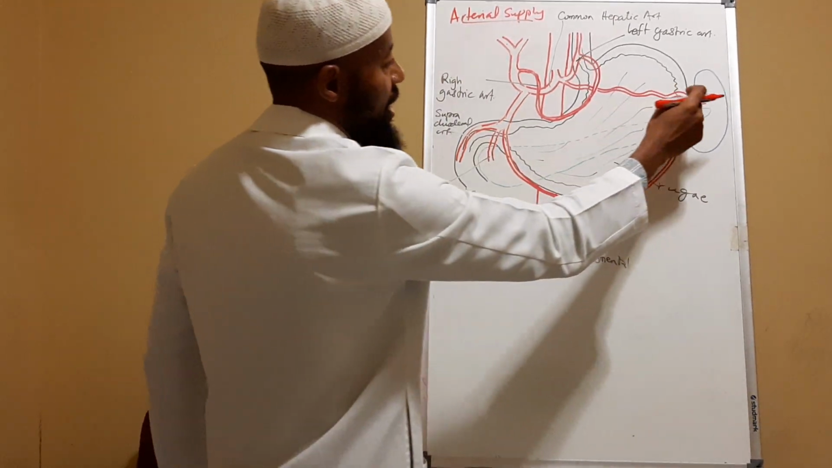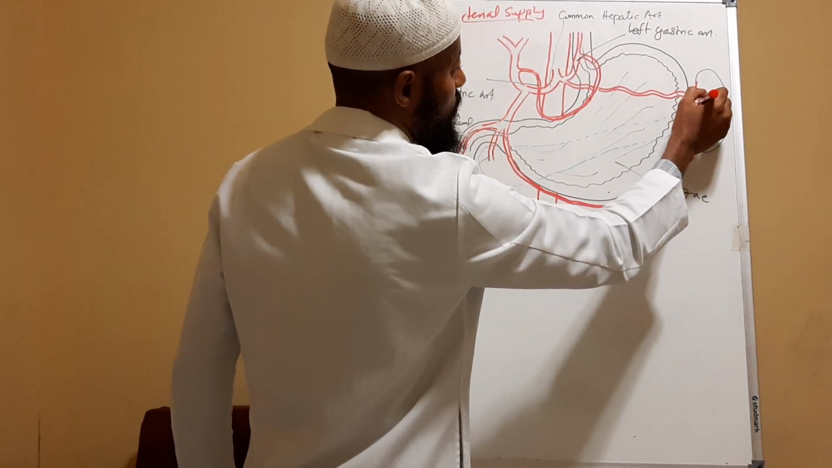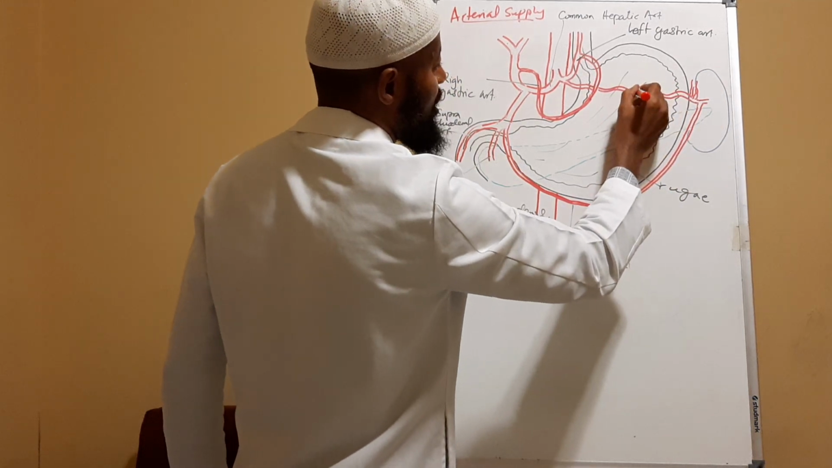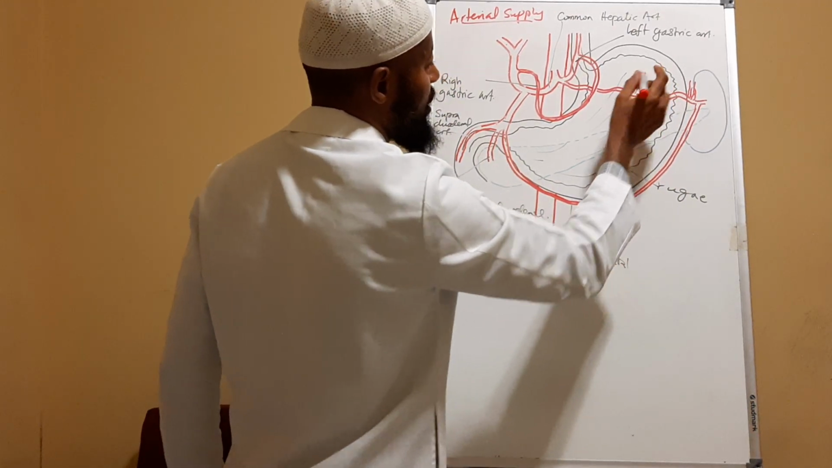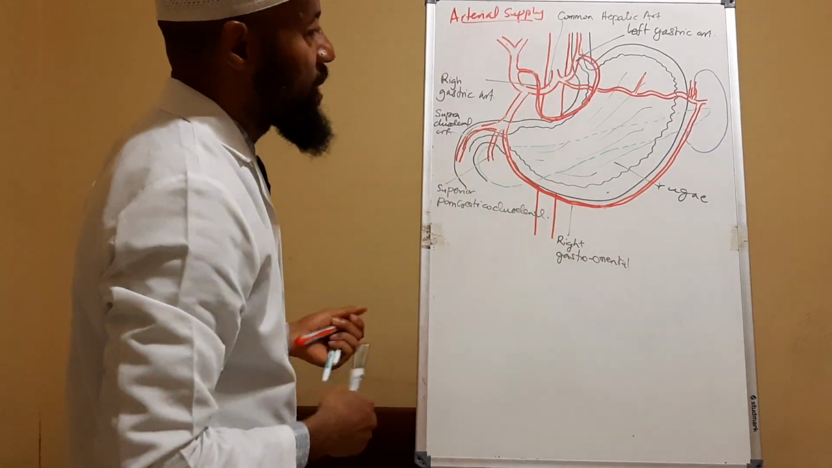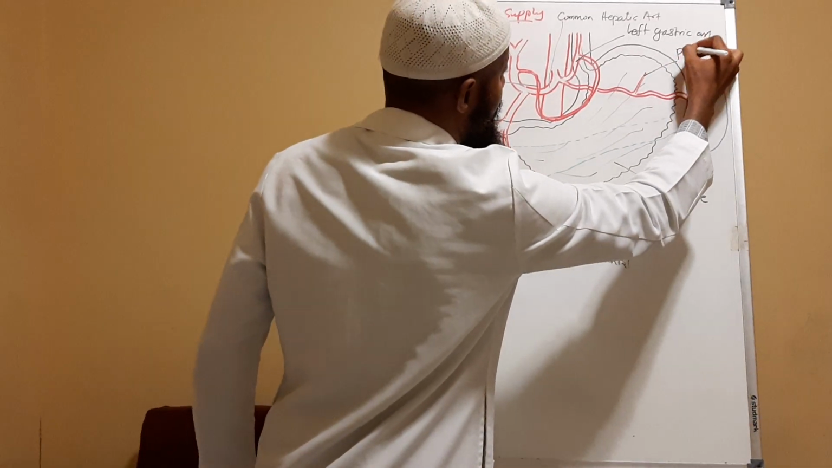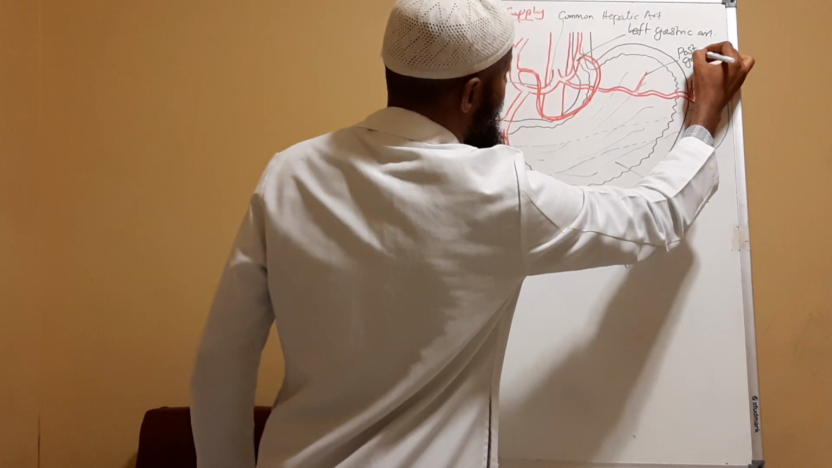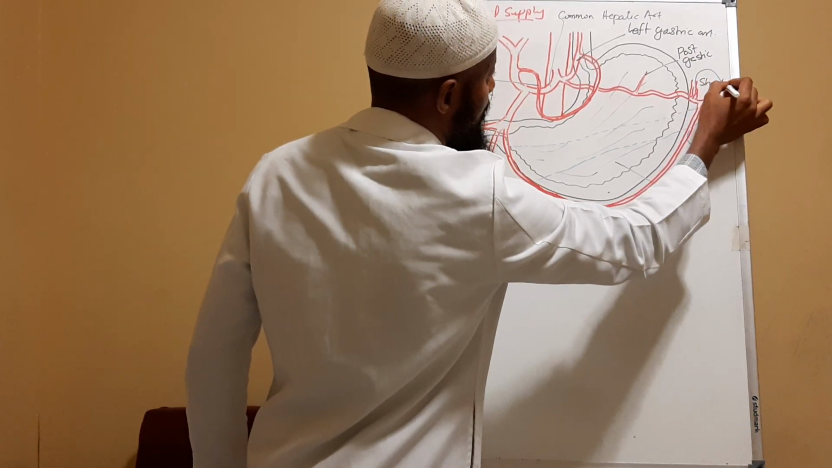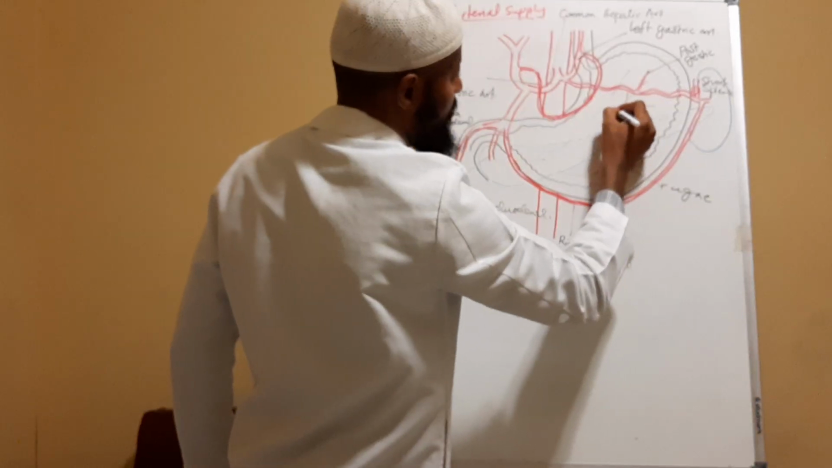Alright? And we have very short splenic arteries. We have short splenic arteries here, and another branch here, which is the posterior gastric artery, that supplies the fundus of the stomach. So that's a posterior gastric artery, and these are short splenic arteries, and this is a splenic artery.